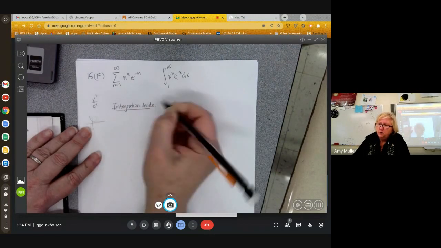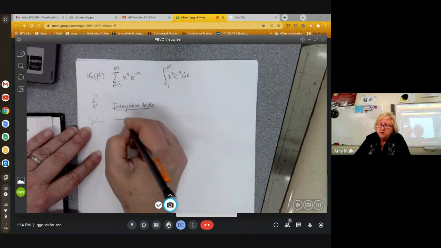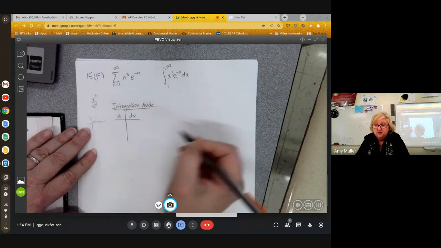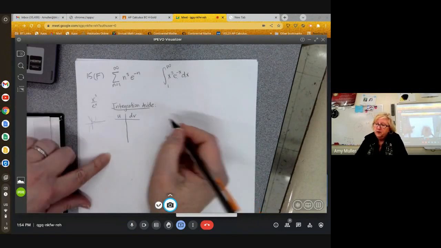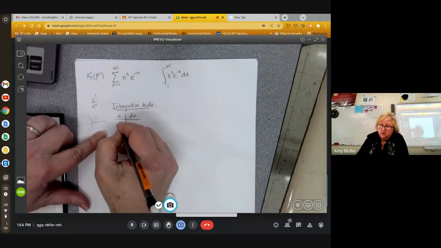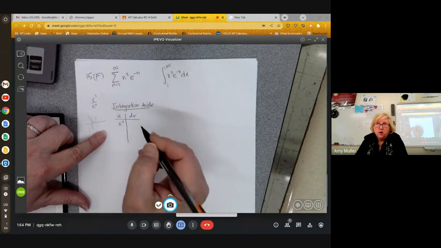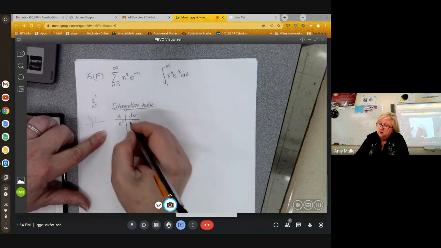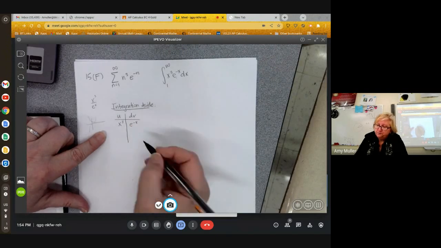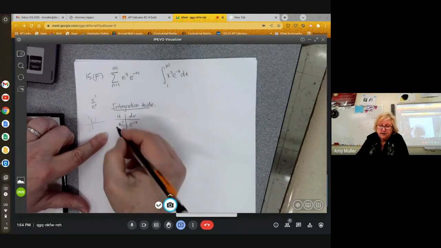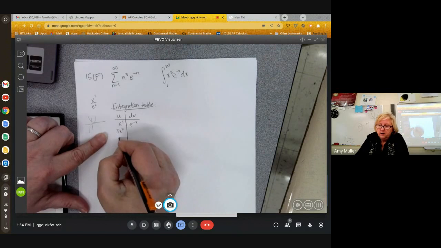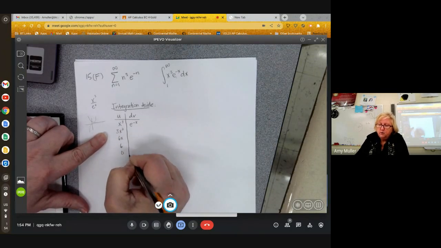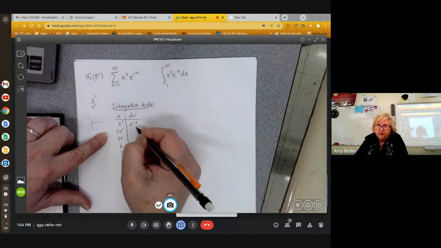So I can figure this out, I'm going to do a table. This is tabular, so we're going to let this be u and this dv. What do we put in this column? The x cubed, because we put polynomials before exponentials in LIPET. Then we put e to the negative x here. And then we differentiate: 3x squared, 6x, 6, and then 0. And then we integrate this.